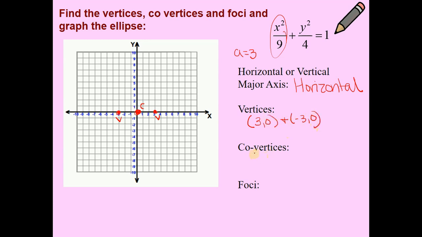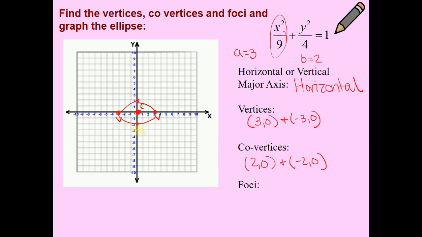My co-vertices. Now my co-vertices were located with my b value. And my b value is the other denominator. But this is b squared. So technically it's going to be b equals 2, because it's the square root of b squared. So that tells me that my co-vertices are located 2 away from my center in both sides along my minor axis, which is basically not my major. So I'm going to have to go up and down both sides. So my co-vertices are located at 0, 2 and 0, negative 2. Now I've pretty much been able to graph my ellipse now. I actually have my ellipse drawn out.